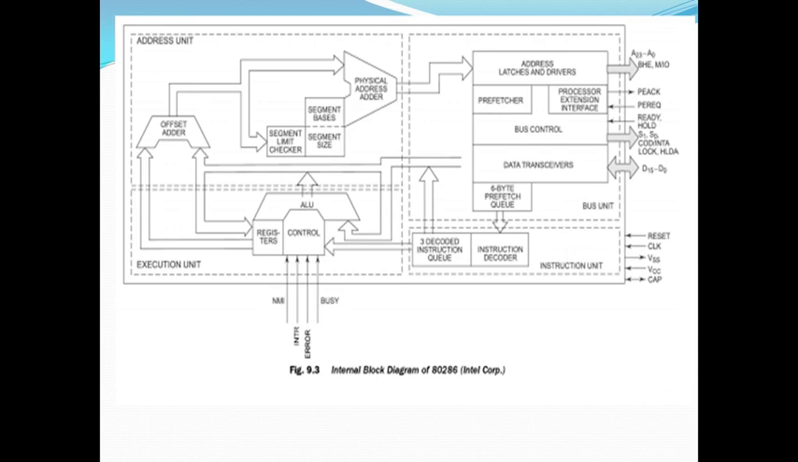Initially this seems very difficult to understand, but we will not study the complete architecture directly. Let us see the main units of this. Here the dotted lines represent the boundaries of the four units. The first unit is the bus unit, the next is the instruction unit, the third is the execution unit, and the last unit is the address unit. Let us study each of the units one by one.